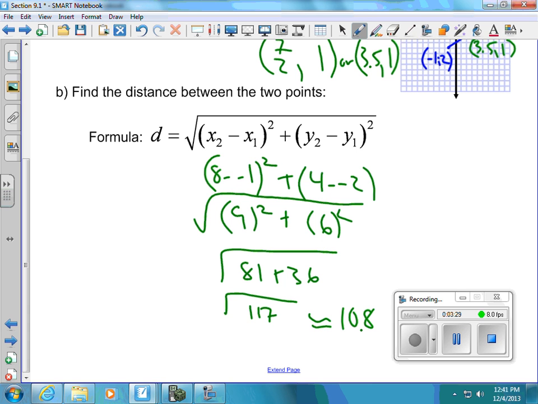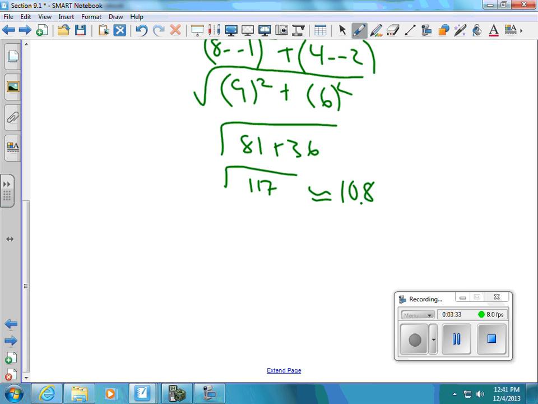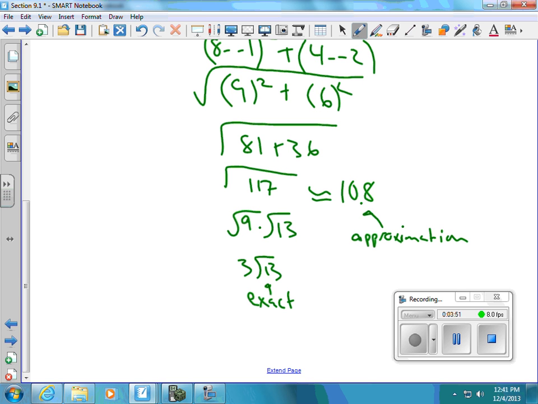Okay? So we could break down the square root of 117 too, using our perfect square list. Square root of 9 times the square root of 13, which is 3 square roots of 13. If it asks you for the exact answer, that's what this is. This is the approximation in decimal version. I'm not going to make too big of a deal either way, but that's what you're looking for.